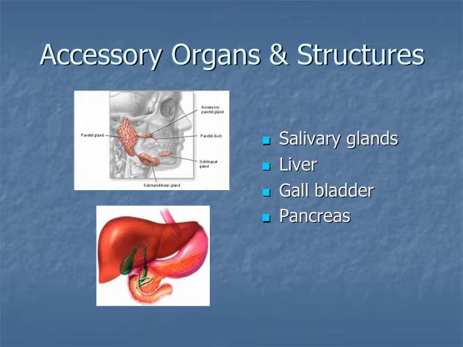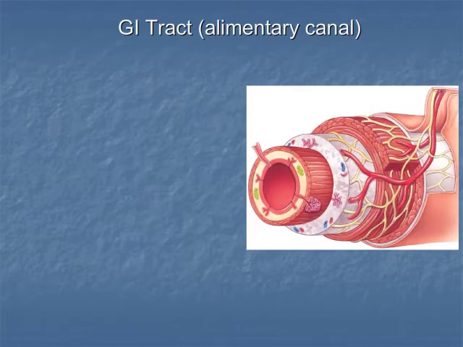Remember, the accessory organs don't actually have food transit through them, but they are organs that produce something that goes into the digestive tract, such as enzymes, or they absorb nutrients from the digestive tract, for example, the liver. We're going to talk more about both GI organs and accessory organs in just a couple minutes. So let's take a look at the layers of the GI or alimentary tract.